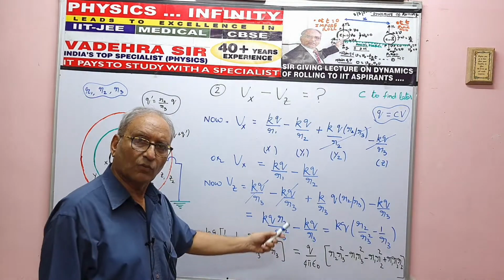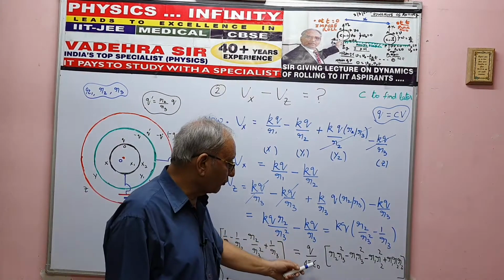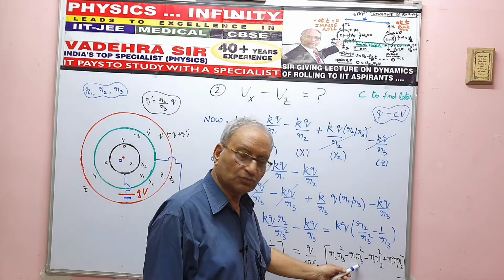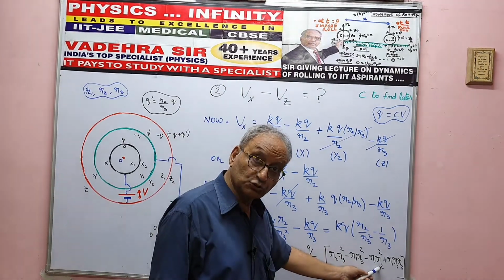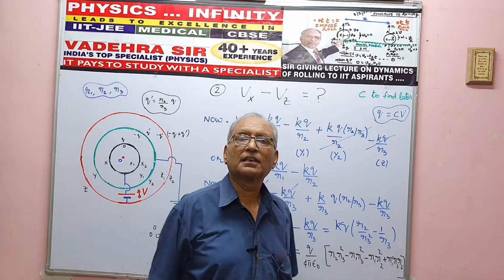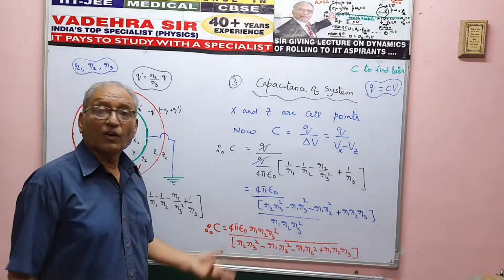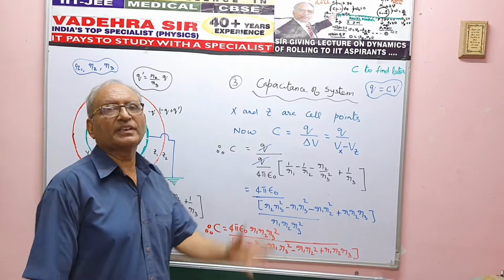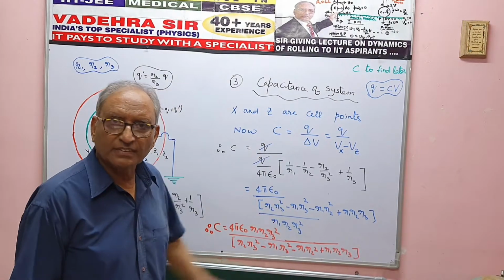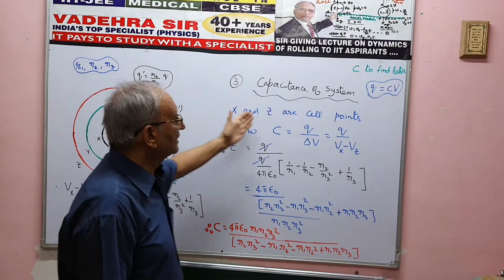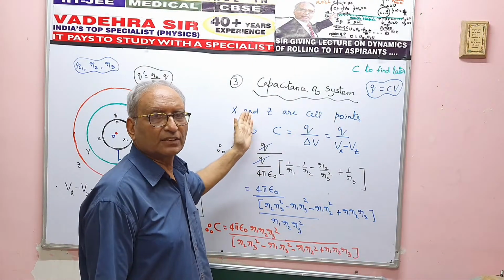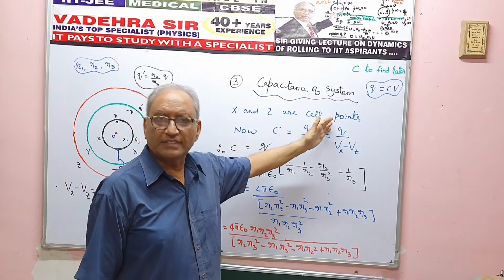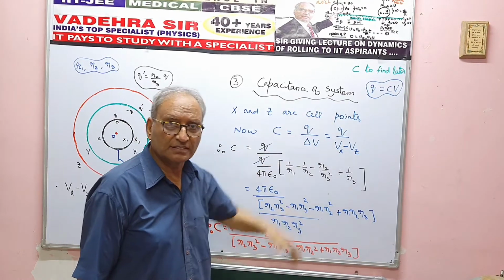I crack k as 1 by 4 pi epsilon naught. So q upon 4 pi epsilon naught into (R2 R3 square minus R1 R3 square minus R1 R2 square plus R1 R2 R3). Now once we know PD, Vx minus Vz in terms of Q, we can easily find the capacitance of the system. X and Z are cell points because the cell is connected across X and Z. X plate gets Q and the Z plate gets minus Q, which is pushed by the cell.